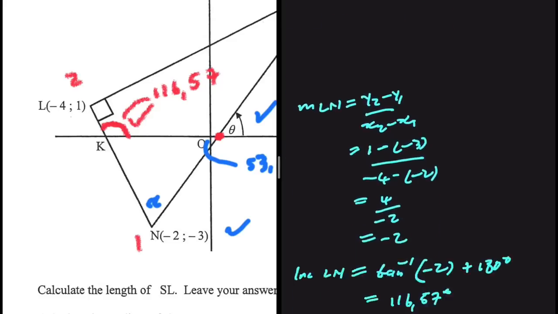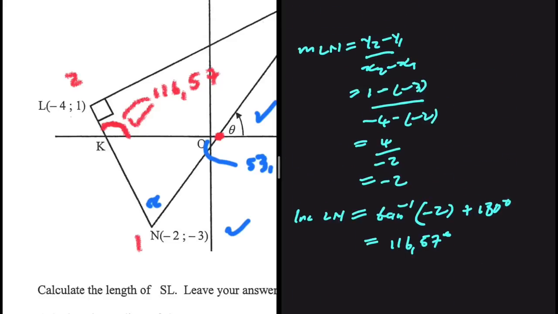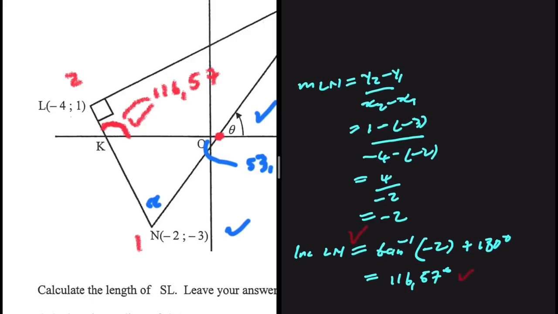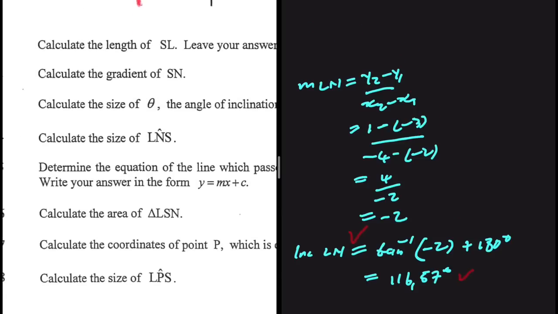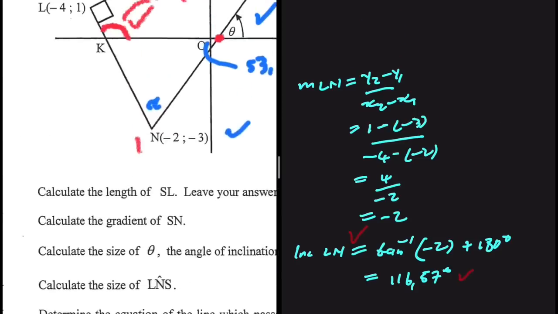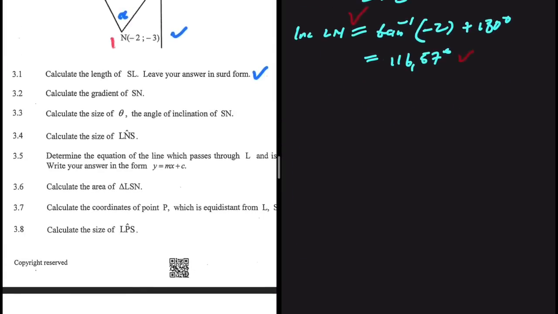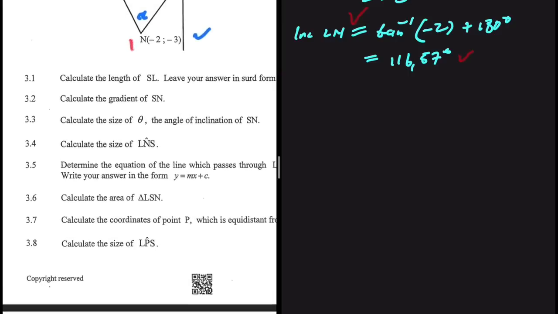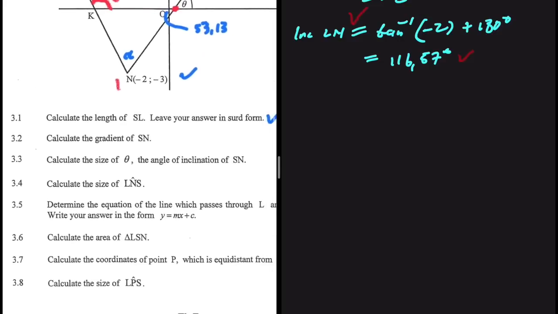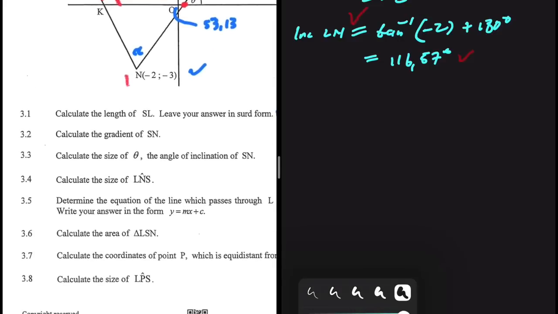Let's see, the gradient of LN, and then I find the angle of inclination, 116. I'm looking for the angle LNS. Okay, we are good to go. That is the size of LNS. Let me know in the comments if you found a different answer. You'll probably not find a different answer, but use a different method. I'm quite convinced that the approach I'm taking is the right one. That is 3.4.